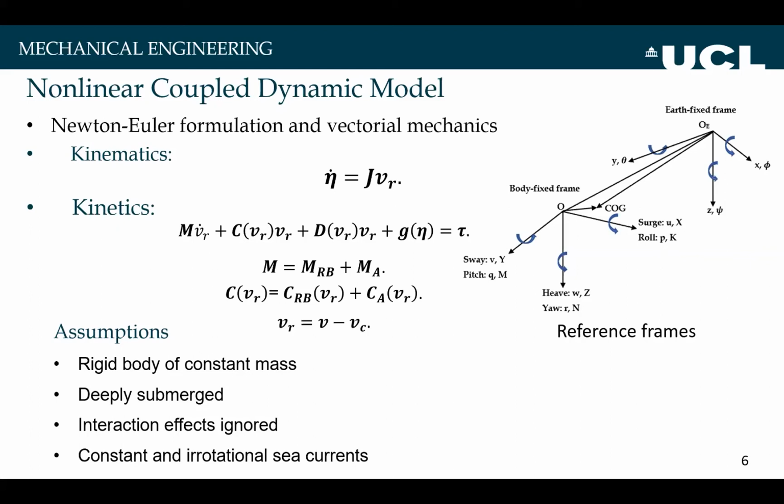The assumptions which were taken are as follows: a rigid body of constant mass, that is, the whole system is a rigid body, and the mass distribution of the system doesn't change during the motion. The whole system is assumed deeply submerged, so no wave effects. The interaction effects with the other bodies and the seabed are ignored, and the sea currents applied are constant and irrotational.